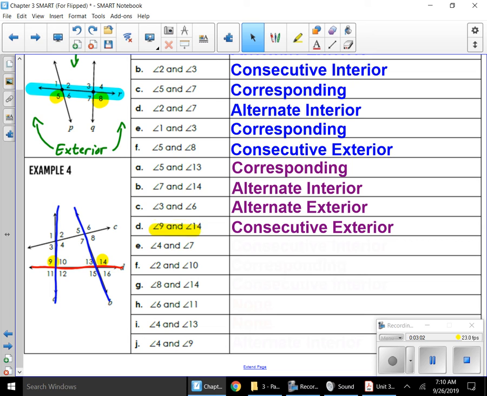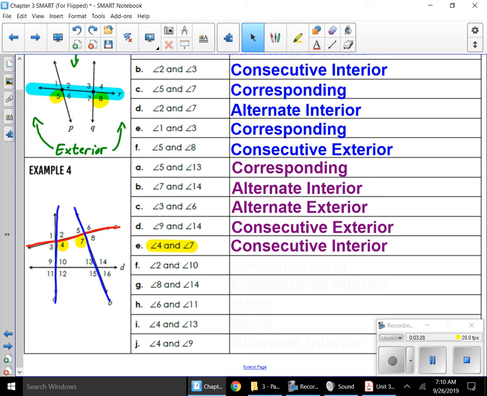4 and 7. So the same two lines being intersected, but I need to change my transversal. My transversal is now line C there. So 4 and 7 are on the same side, so they are consecutive, and they're between the two lines, so they'll be consecutive interior.